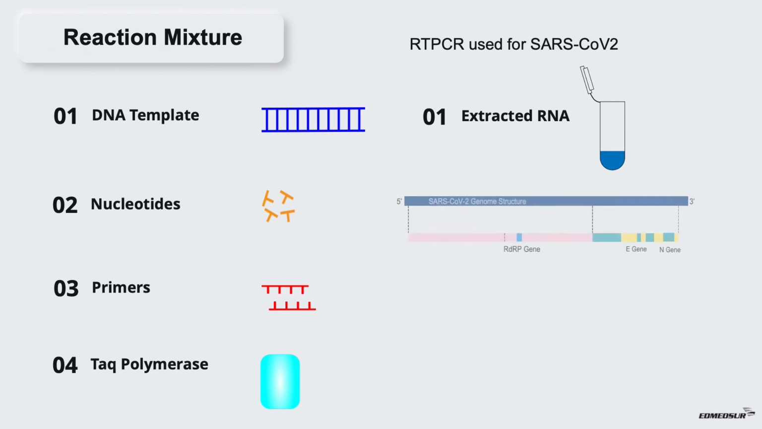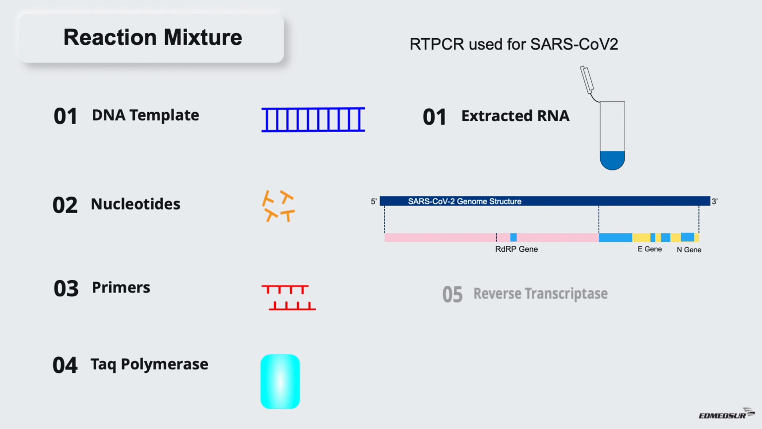Here, the aim is to amplify the target sequences in the RdRp gene, the E gene, and the N gene. The choice of the target gene depends on the primers and the probe sequences. In addition, the reverse transcriptase enzyme, which converts RNA into complementary DNA, and TaqMan probe are added. We will discuss more about TaqMan probe in our next video on RNA quantification.